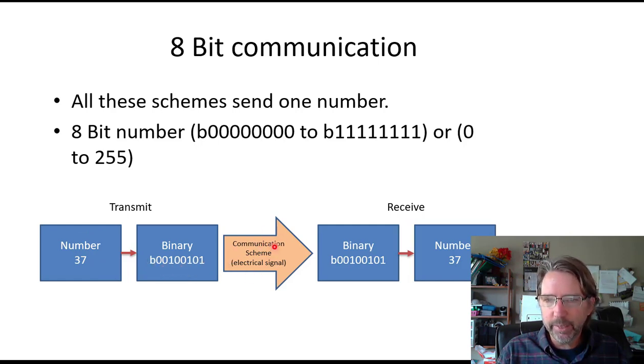Then we have some communication scheme, serial, parallel, whatever, certain kinds of serial. That's what we're going to talk about today. And then it gets received as a binary number, either bit by bit or as the whole thing, and we convert it back to a number. So all of these just send a number, and they all default to an 8-bit number at a time. So if you have a 16-bit number, you break it into two 8-bit numbers and send it that way.